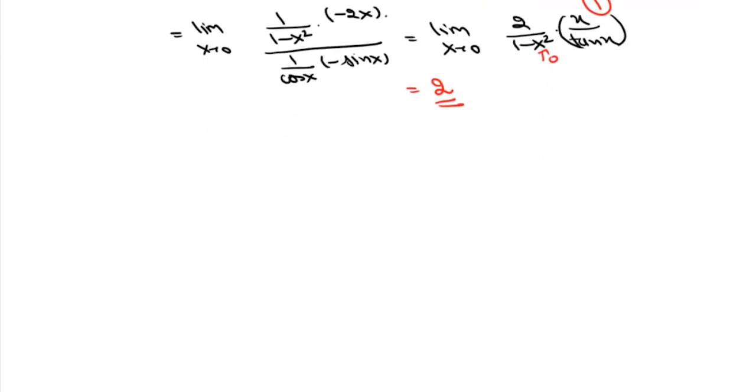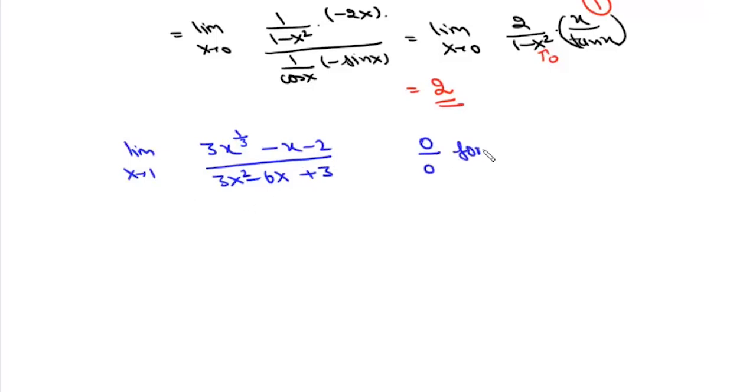Now, let us take another example, and this is: find this limit, x tends to 1, 3 into x to the power 1 by 3 minus x minus 2 upon 3x square minus 6x plus 3. Now, we put x as 1, this is 3 minus 3, 0, and it is 6 minus 6, 0, so it is 0 upon 0 form. Now, since it is 0 upon 0 form, we can use L'Hopital's rule.